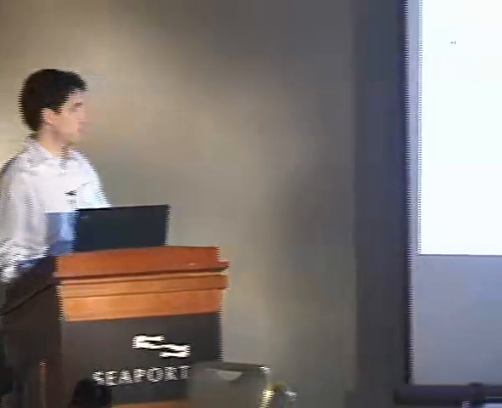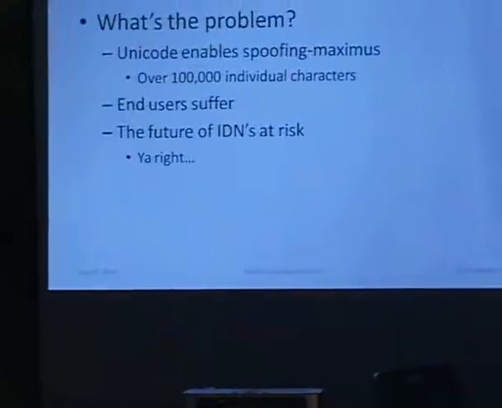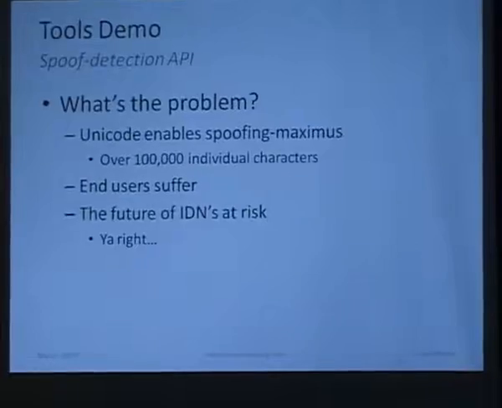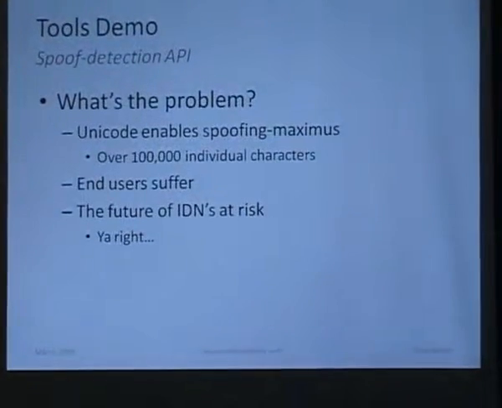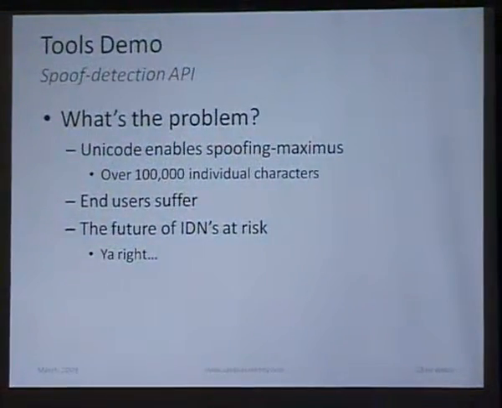Let's see here. So the other thing was a spoofing detection API. This is something that we're working on. That ties back to the talk I just gave about all the visual spoofing potential, right? We have over 100,000 individual characters in Unicode. There are tons of lookalikes. I mean, spoofing Maximus, you know.